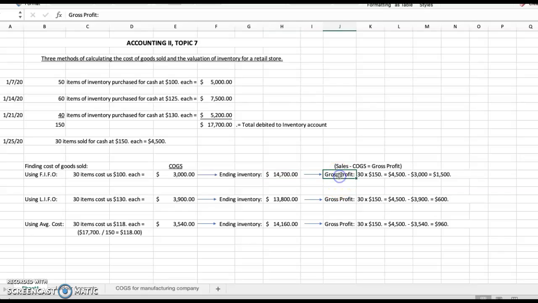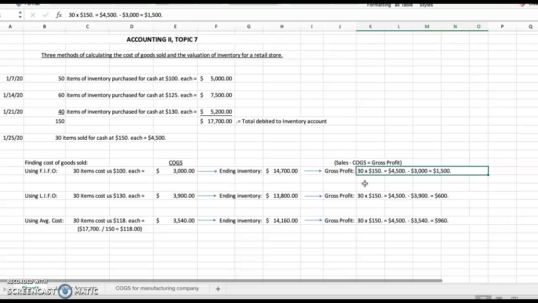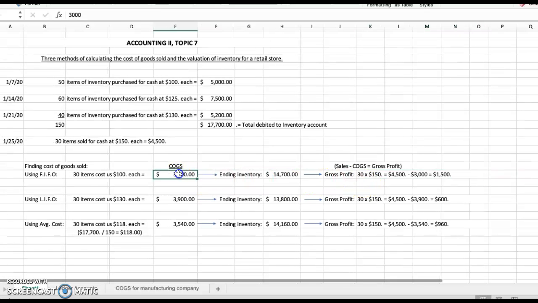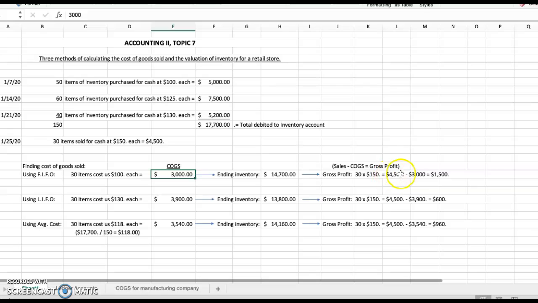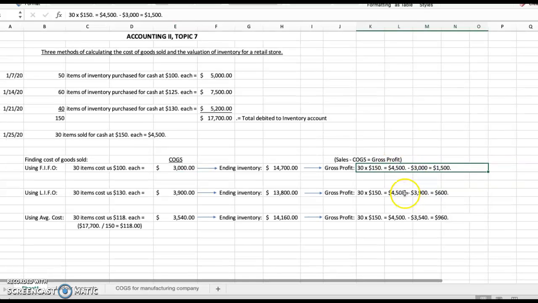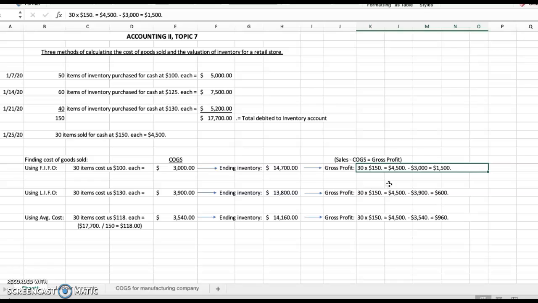The gross profit then, this would be shown on the income statement. Gross profit is figured by taking a look at all the sales. We only made one. We sold 30 items on the 25th at $150 each, $4,500, and we subtract the cost of the goods sold, the $3,000 we figured using FIFO. When we subtract the $3,000 from the $4,500, the gross profit would be $1,500. So sales minus cost of goods sold equals gross profit.